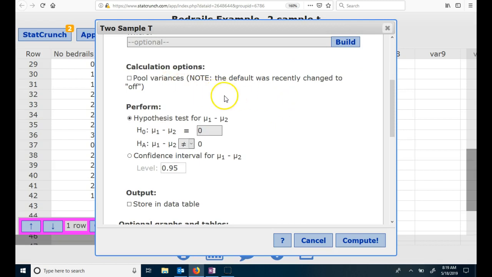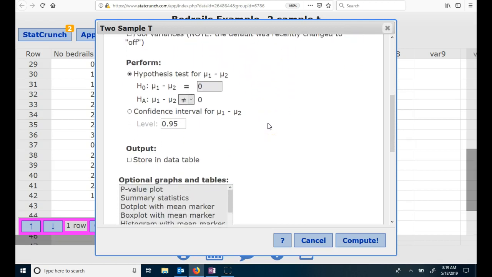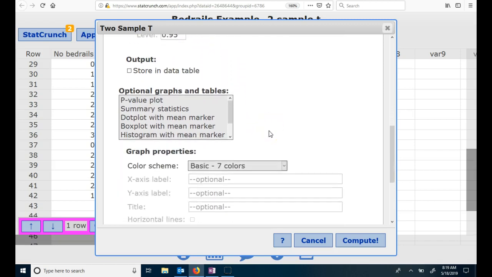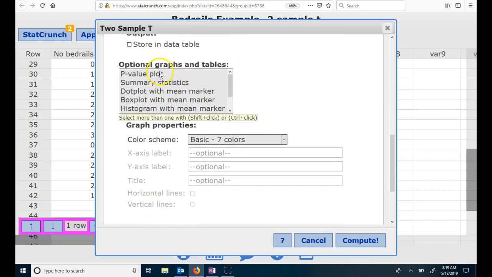We will not be pooling variances, all right? And we have H naught mu1 minus mu2 is equal to 0. That's fine. And our alternative, remember what we said? It's going to be greater than 0. I'm also going to put in this p-value plot, because I think it might actually be handy for us. And then I'm going to go in and compute.